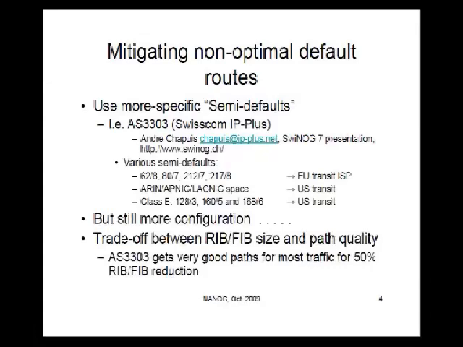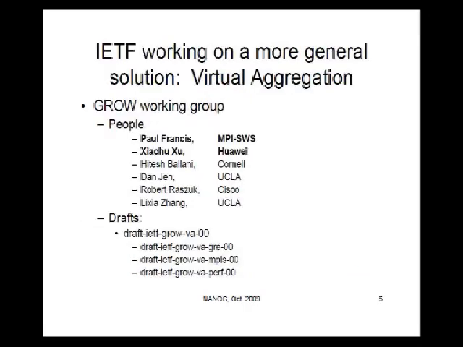And in the end, I think it boils down to a trade-off between your RIB or FIB size and the AS path quality that you end up with. For instance, Swisscom reports that they get very good paths for most of their traffic, and they get about a 50% RIB-FIB reduction out of this exercise. So this is a snapshot of what happens in practice.